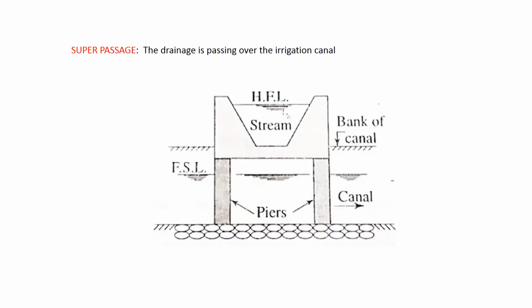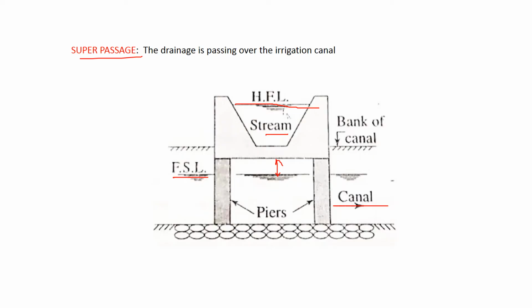So now moving on to the second type, that is the natural drain over the canal. It was classified into two, that is super passages and the canal siphon. Here in the super passage we could see that the canal is below the stream and it has a vertical clearance here, just similar to that of the aqueduct. This is the full supply level and this is the high flood level of the stream. So the super passage is a hydraulic structure in which the drainage is taken over the irrigation canal.